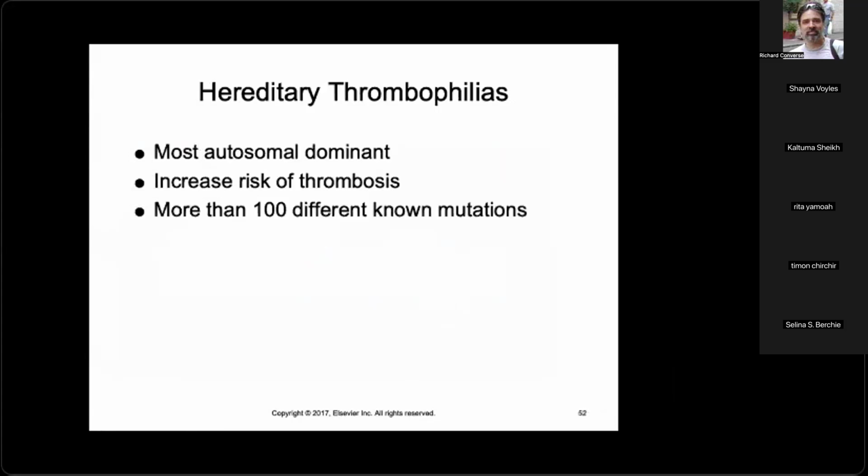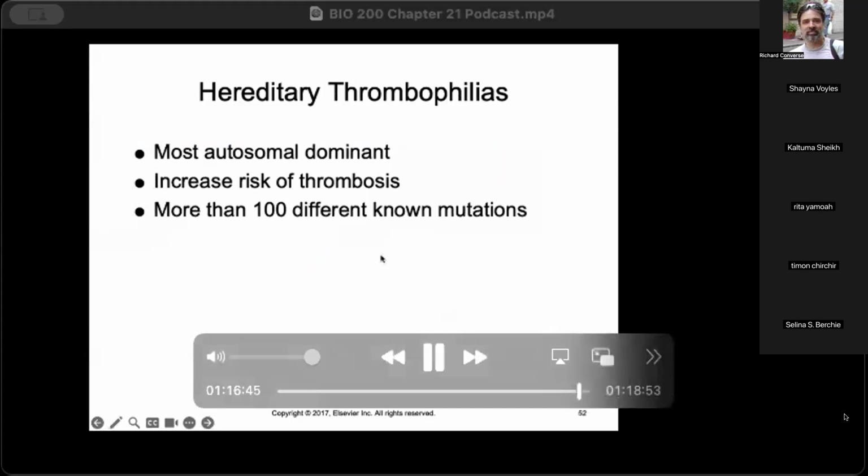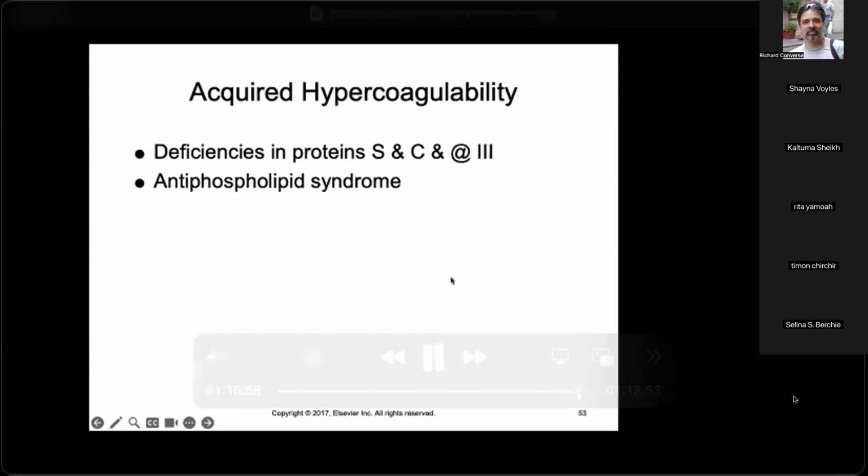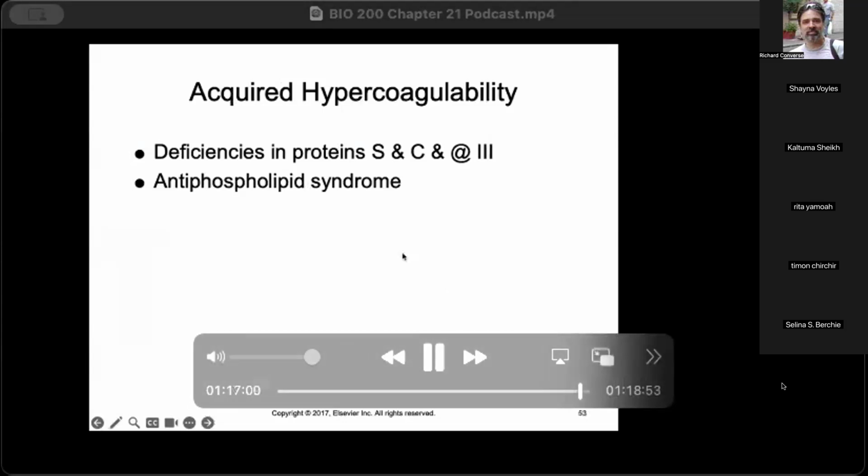Hereditary thrombophilias, most of which are autosomal dominant and involve structural proteins, increase the risk of thrombosis. More than 100 different mutations are known and have been characterized. Acquired hypercoagulability includes deficiencies in proteins S, C, and antithrombin, and can also be characterized as antiphospholipid syndrome. So what are these? They're either acquired or inherited.